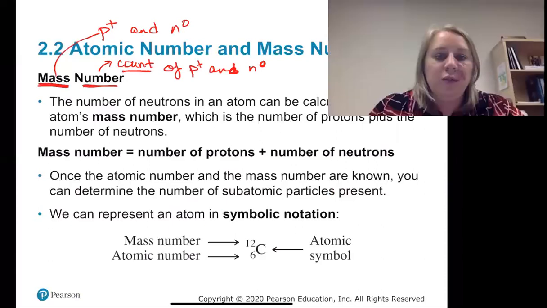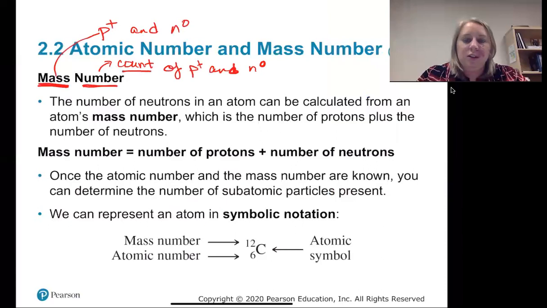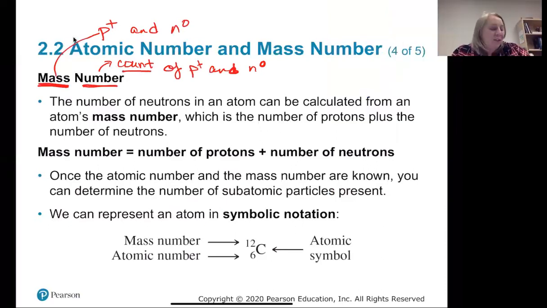So here's our formula. Oops, too much technology, y'all. All right, let's see if I can make that small. So we have our formula here. Our mass number is equal to the number of protons plus the number of neutrons. So if you know the atomic number and you know the mass number, you can determine the number of all of our subatomic particles.